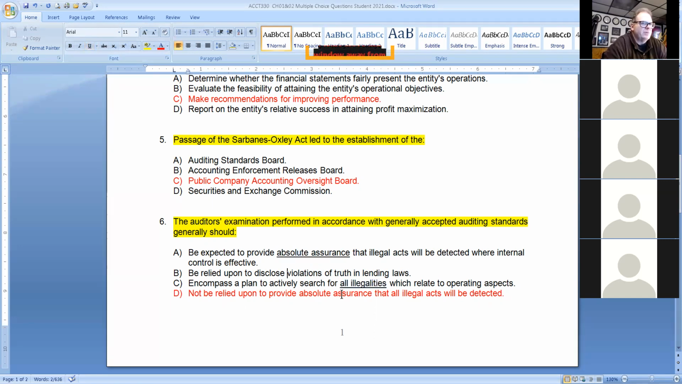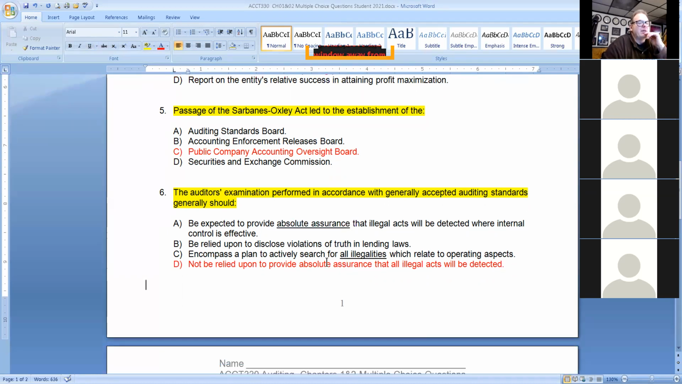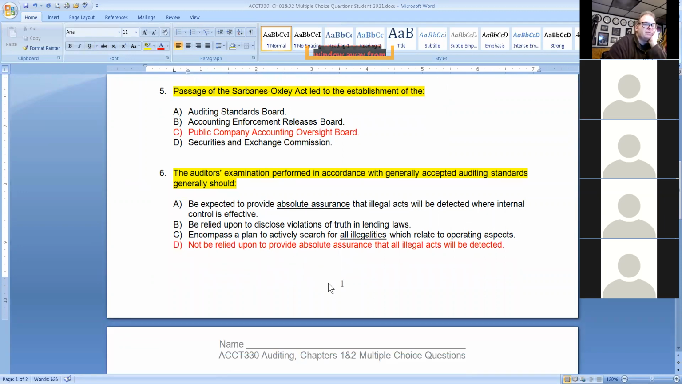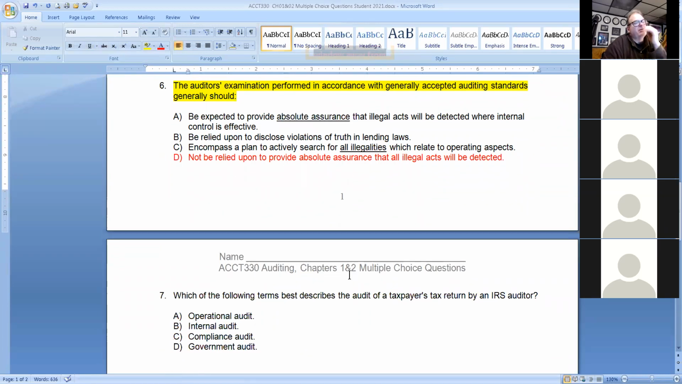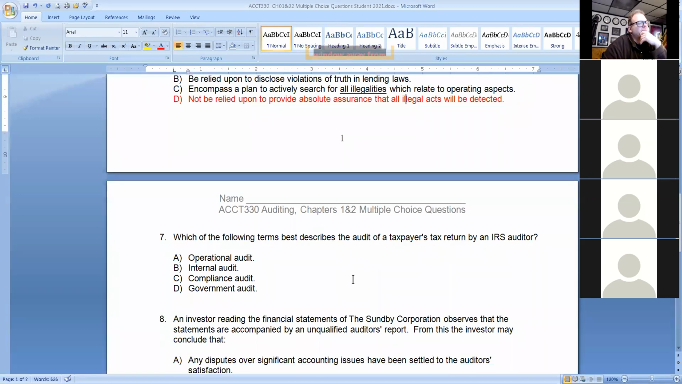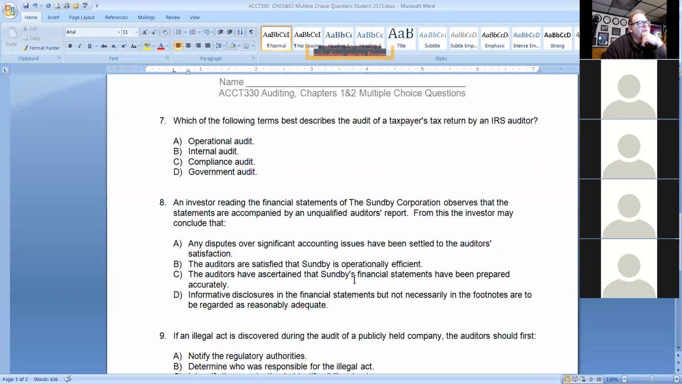You know, someone at Walmart takes a candy bar when they go to lunch or something. That's not our problem. So, we don't give absolute assurance. Illegal acts happen. At any given store, you're going to have illegal acts happen every day, but they're not going to be material. Okay.